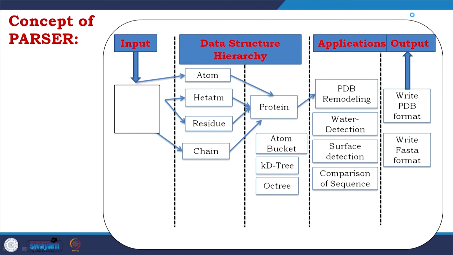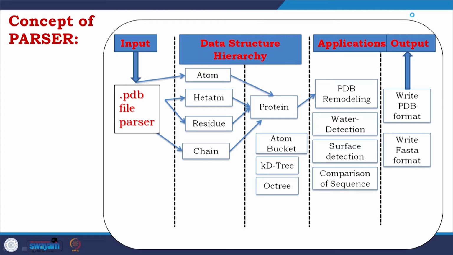a very good architecture. So, you have input, you have a data structure hierarchy, where you have the polymeric chain, then in the next level residue, then in the next level heteroatom, then in the next level atom, and you could develop a data structure hierarchy. You could use existing data structures like atom bucket, KD tree, octree, and once you take the protein and develop this hierarchy, you have the input of the PDB file, and the architecture when it performs, that is called parsing. So, you have to develop a parser.